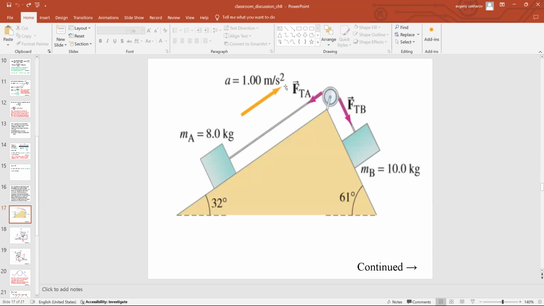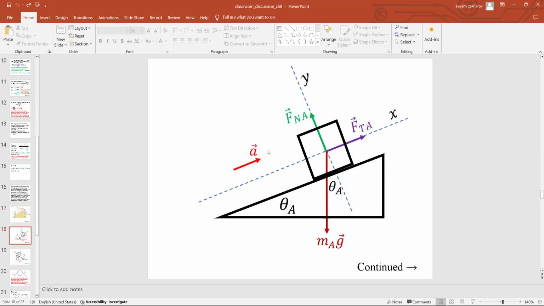And it's given that acceleration is that way, so I'm just copying the direction for acceleration. And remember that the angle of incline here, theta sub A, is the same as the angle between the vertical axis and the force of gravity. So this is your free body diagram for block A.